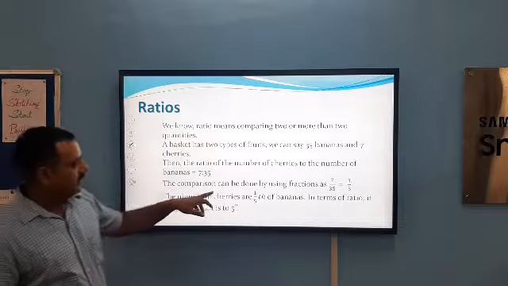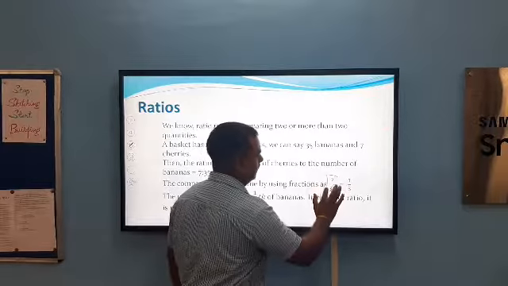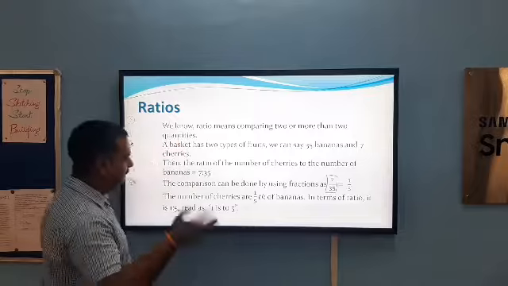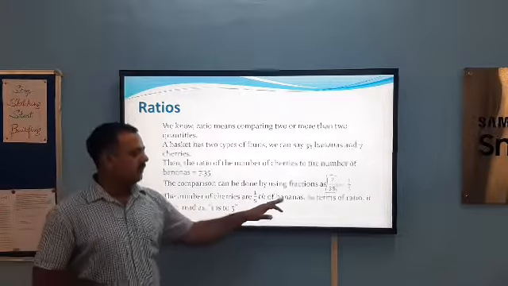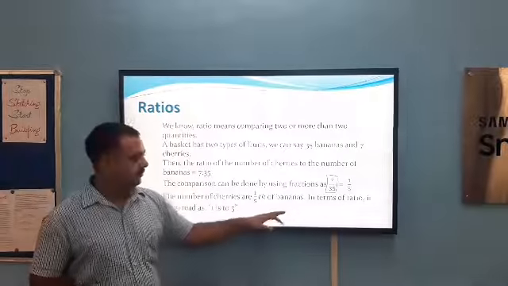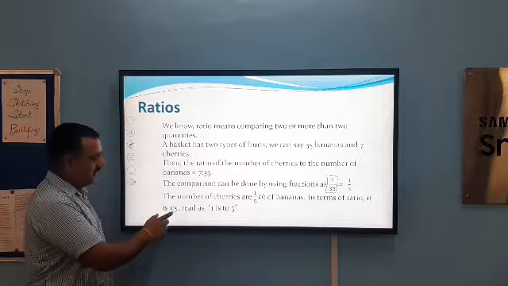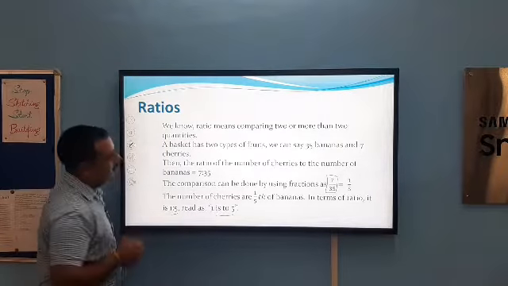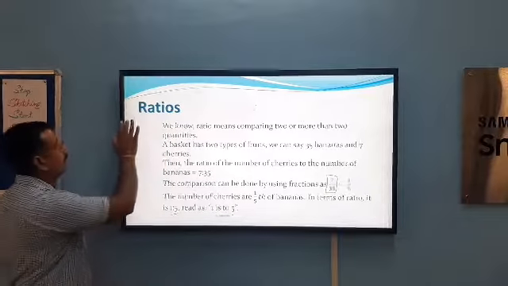Now the comparison can be done by using the fraction, 7 upon 35, which is equal to 1 upon 5. If we simplify it, the number of cherries is 1/5 the number of bananas. In terms of ratios, it is 1:5, or read as 1:5. This is the symbol of ratio.